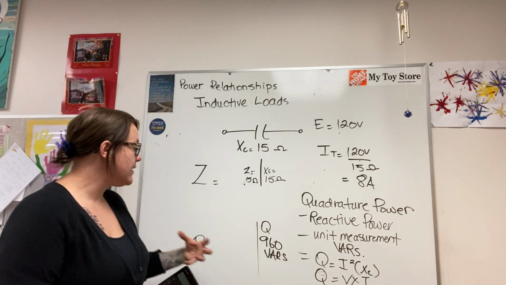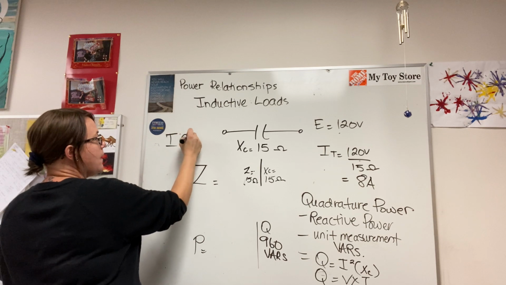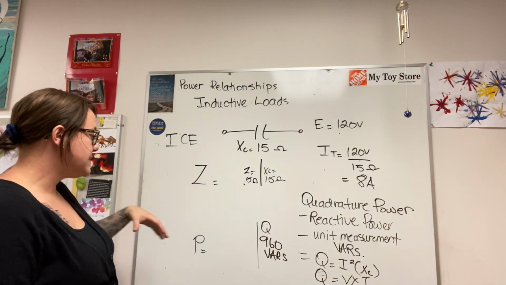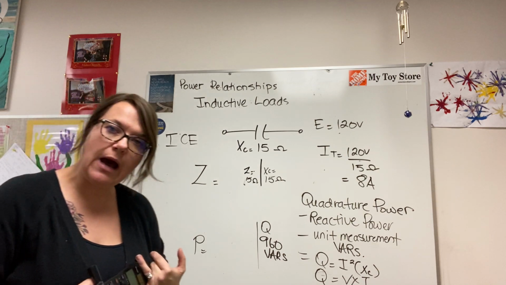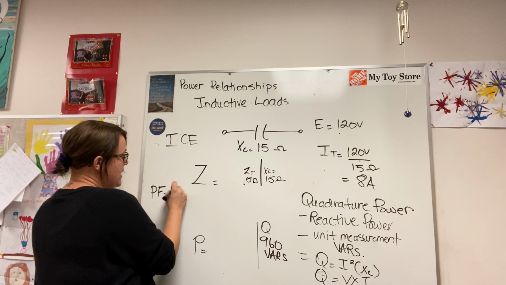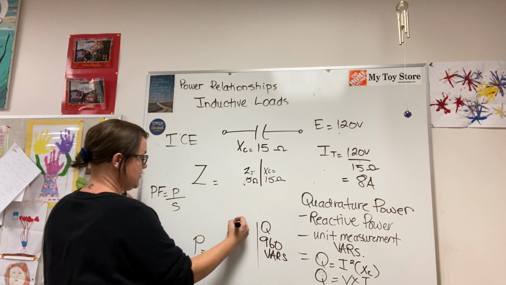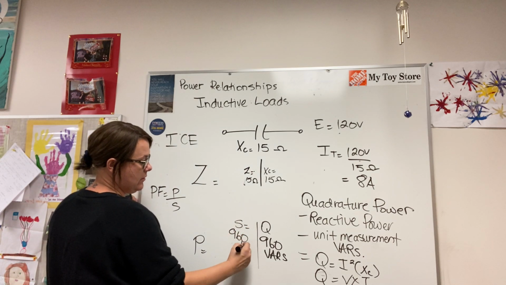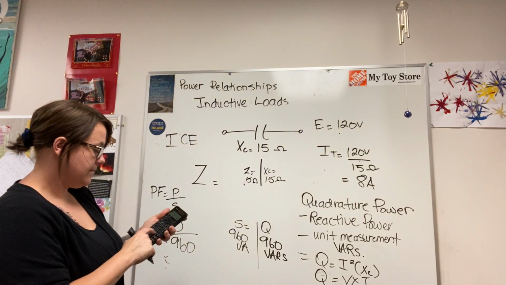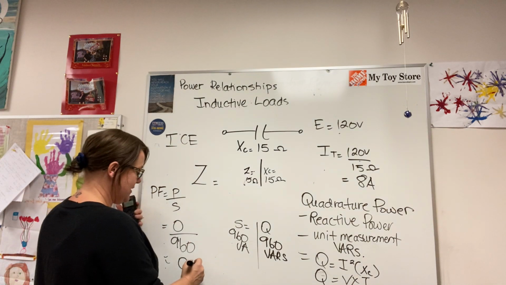So these are reactive VARs at 90 degrees because it's capacitive. The reference is going to be ICE, the relationship between current and voltage. Current is now going to lead by 90 degrees, okay? And it's producing reactive VARs. There is no true power being produced in a purely capacitive circuit. Okay, so what's the power factor? P over S, okay? So there is no power and my Q equals my S, right? So that's going to be 0 divided by 960. So that gives me a power factor of 0 at 90 degrees.